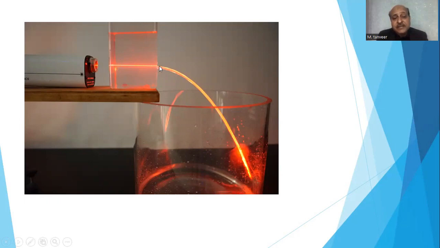But when these rays of light enter from water to air, they bend away from the normal. So now these rays are moving from a denser medium to a less dense medium. When we drop a normal, this is the normal. These rays of light will bend away from the normal. This is the angle of refraction. So this is refraction, the bending of rays of light.